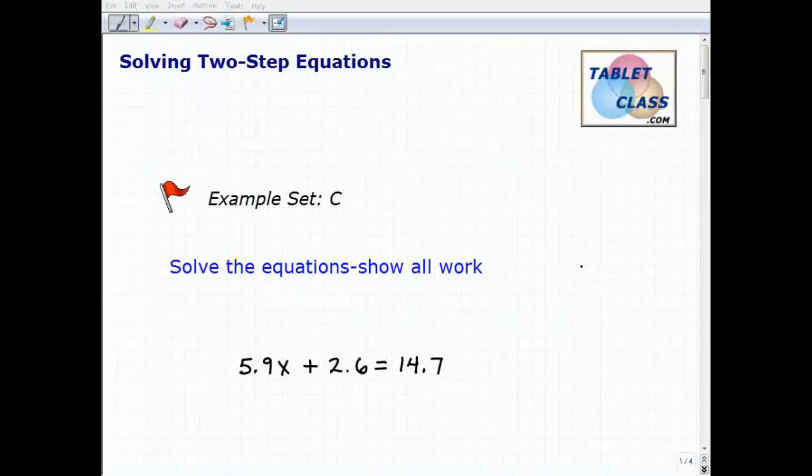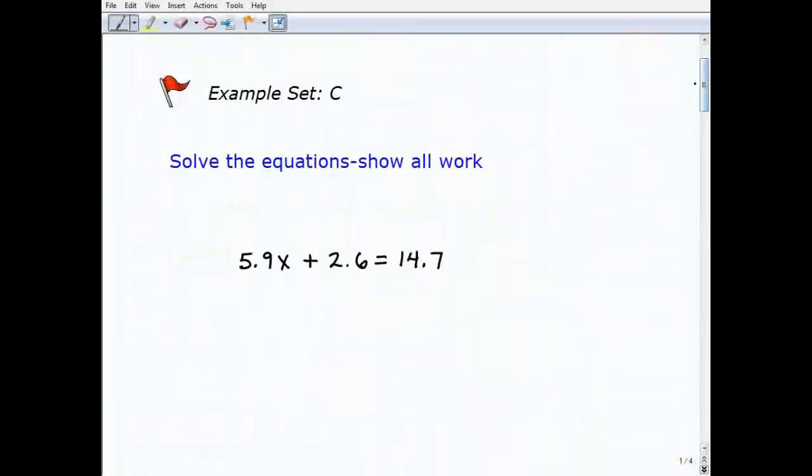Hello, welcome to the video on solving two-step equations. This is our third example set, C. If you're able to do the previous example set problems and understood the lesson, then this is really going to be pretty easy because it's going to be the same thing. Basically taking the same two steps to solve these equations.